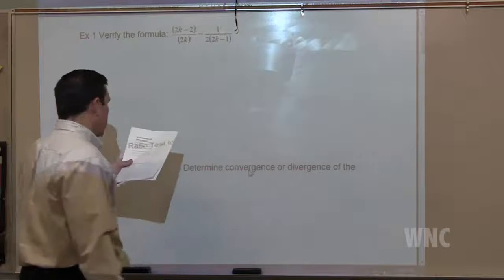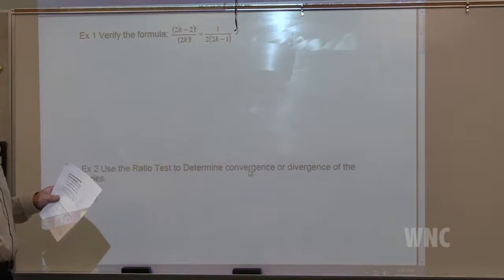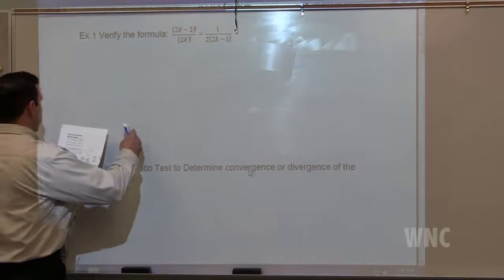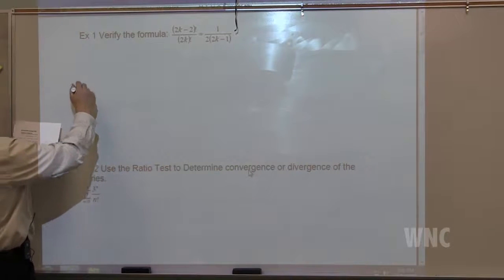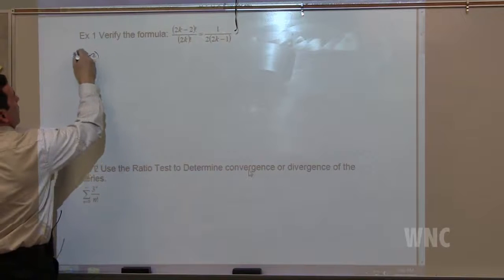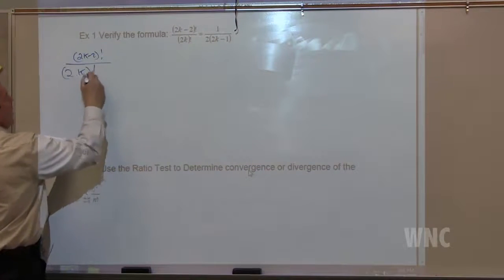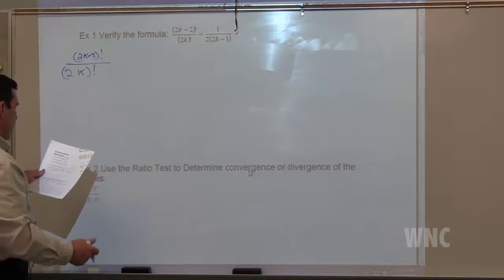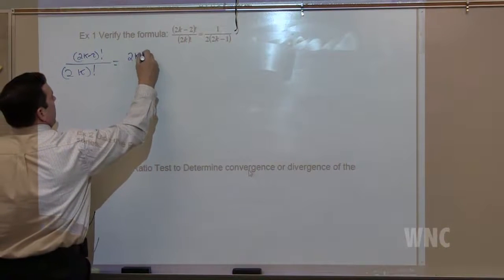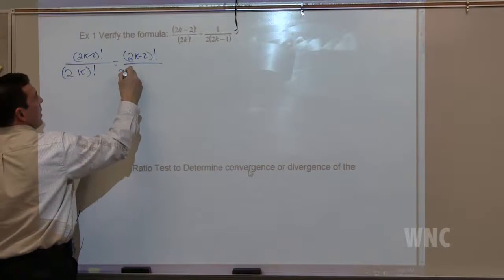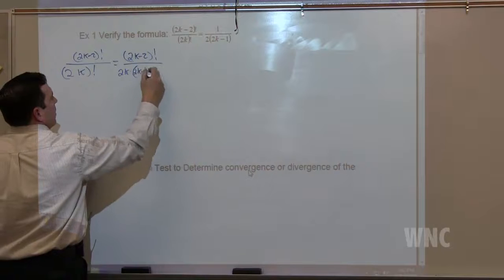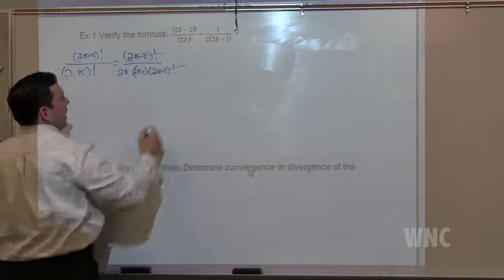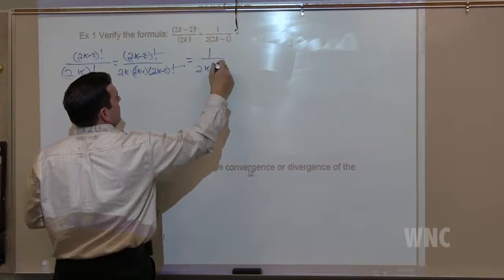Verify the formula that 2k minus 2 factorial over 2k factorial is 1 over 2 times the quantity 2k minus 1. Okay, so we have 2k minus 2 factorial over 2k factorial. Now I think we've seen this before. I have kind of worked this out, so I'm hoping that this is familiar to you. That's going to be 2k minus 2 factorial over 2k times 2k minus 1 times 2k minus 2 factorial. And this would divide out, leaving you with 1 over 2k times 2k minus 1.